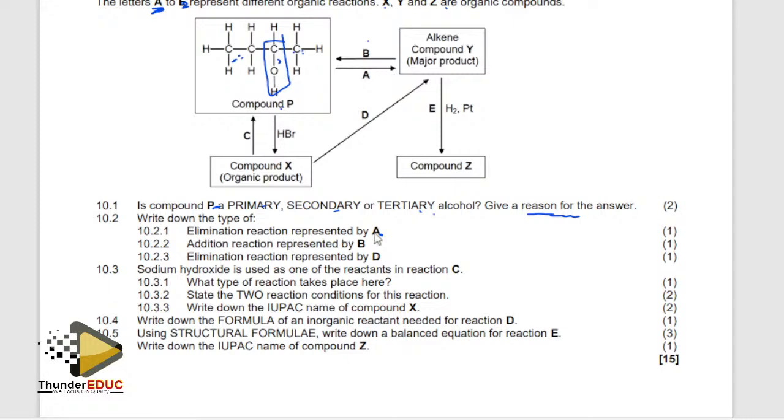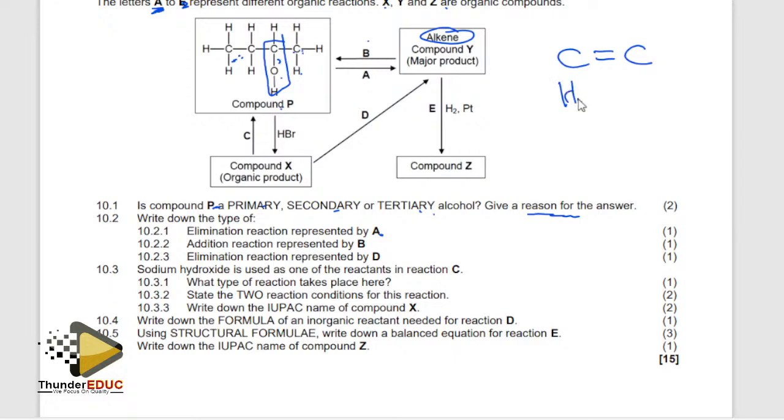Is this reaction an elimination? From here to alkene, you see, you are going from the alcohol to a double bond. Automatically, you have eliminated. You understand? Elimination reaction A: write down the type of elimination reaction.